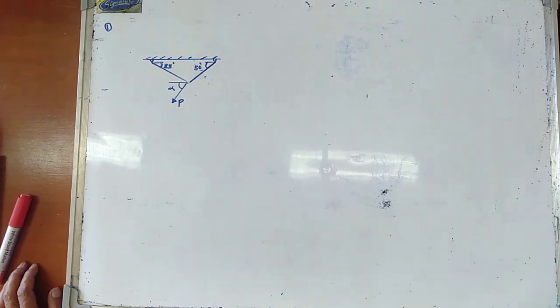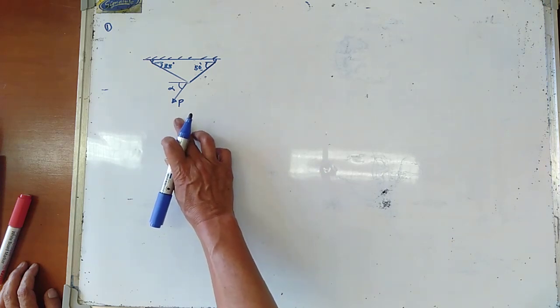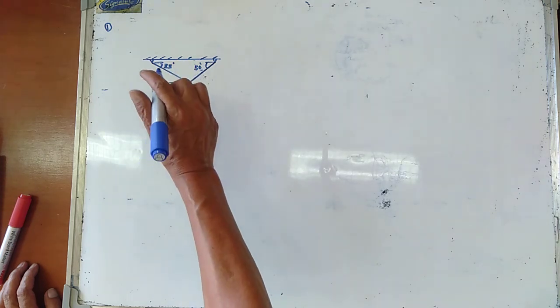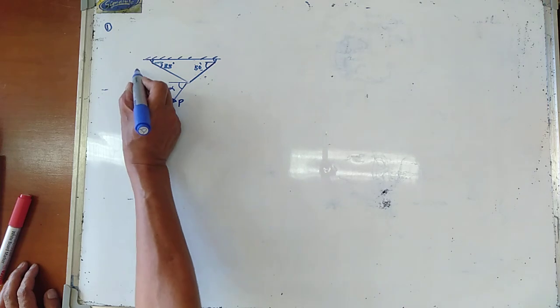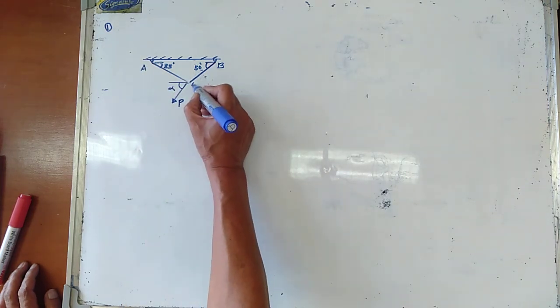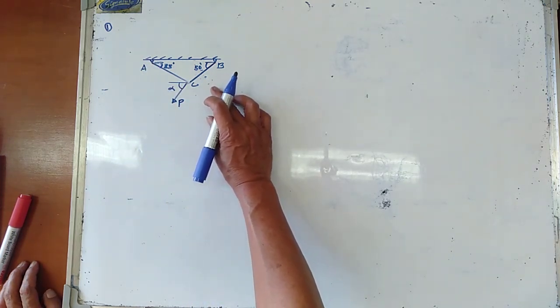Your sample problem number 1. A force P is supported by 2 cables. So we have your cable AC and cable BC.